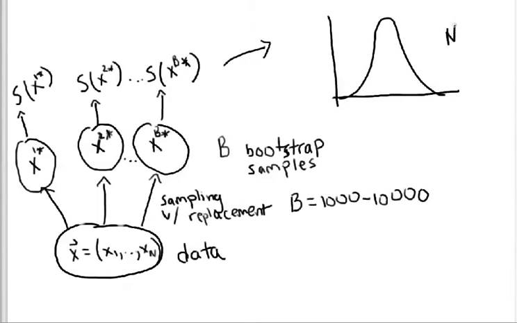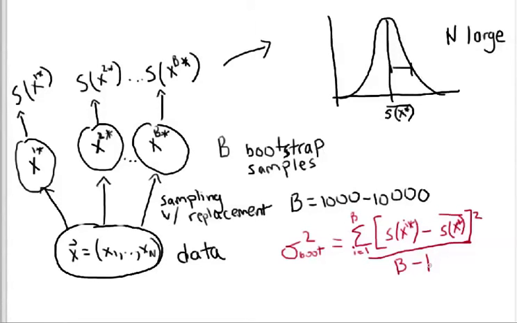And if n is large, where n was the original length of our samples, then we'll get something that looks very Gaussian, just by the central limit theorem. And we have some mean and some width here. And we can compute this width just as the standard deviation of this set of S, this set of statistics that we computed from our bootstrap samples.